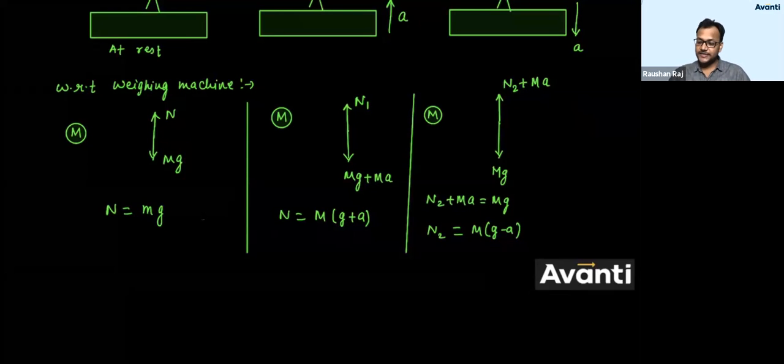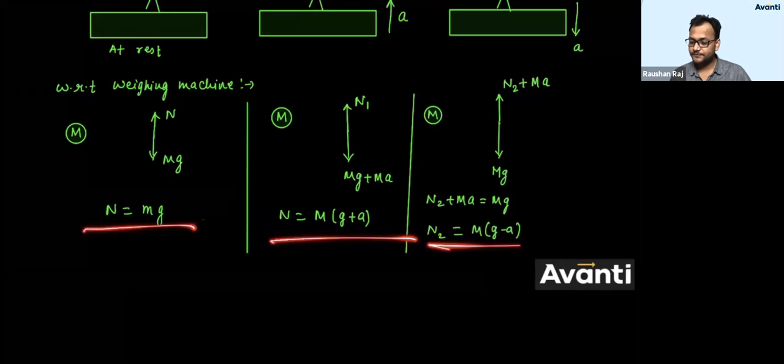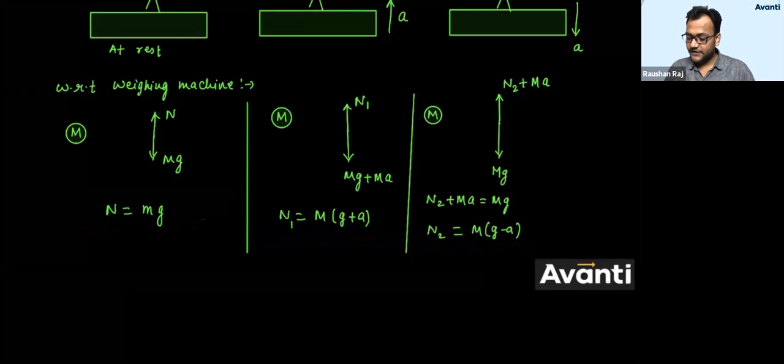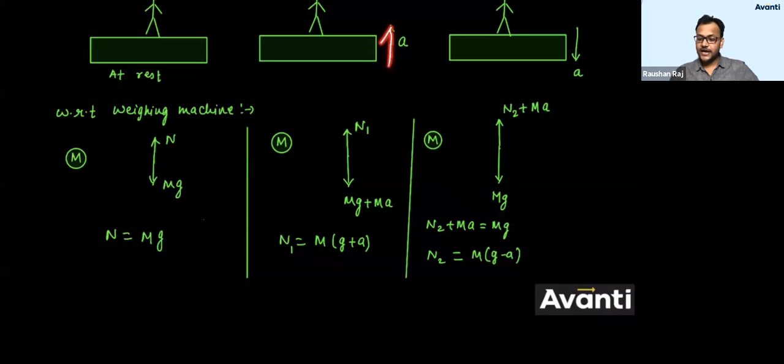So guys, in all these three cases, what are the values of N? What are the values of N? In first case, when the weighing machine is at rest, what was the normal reaction experienced? N, mg के बराबर. In second case, when the weighing machine is accelerating upward, what is the reading? What will be the normal reaction in the weighing machine? It will be m into (g plus a).